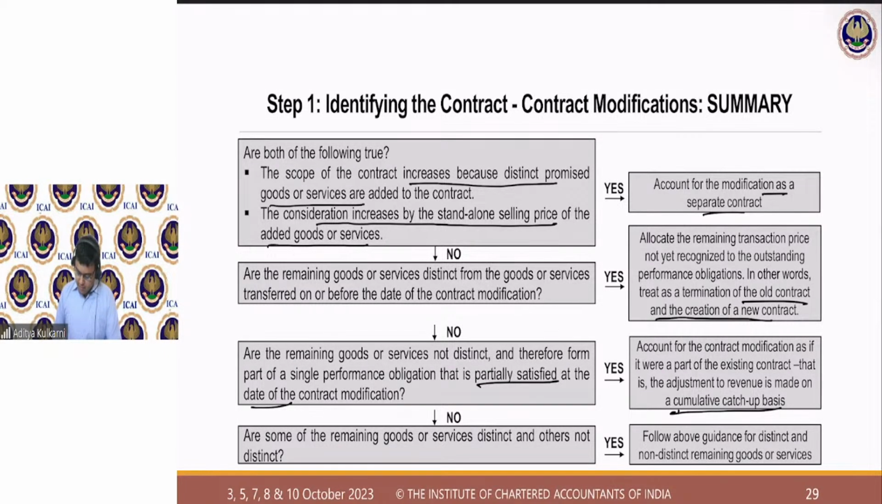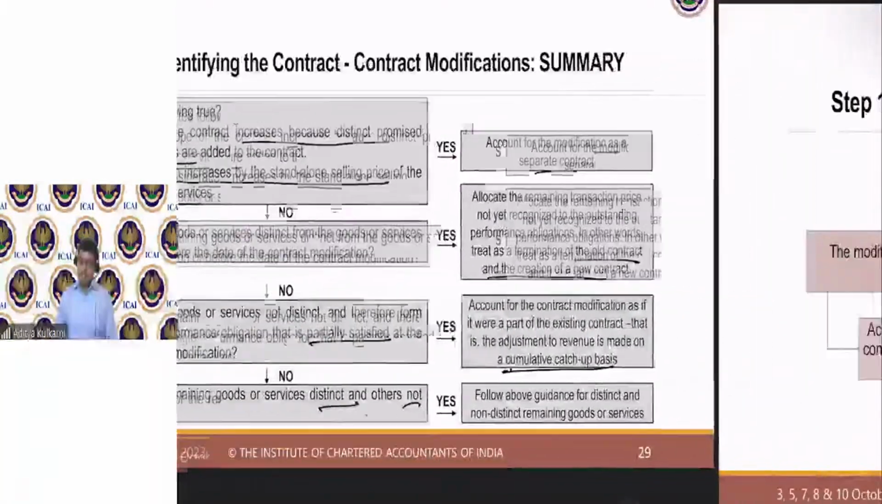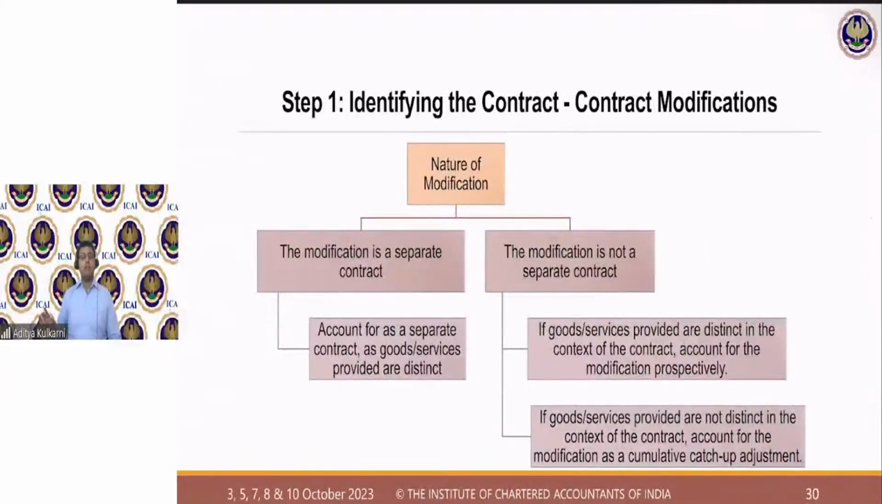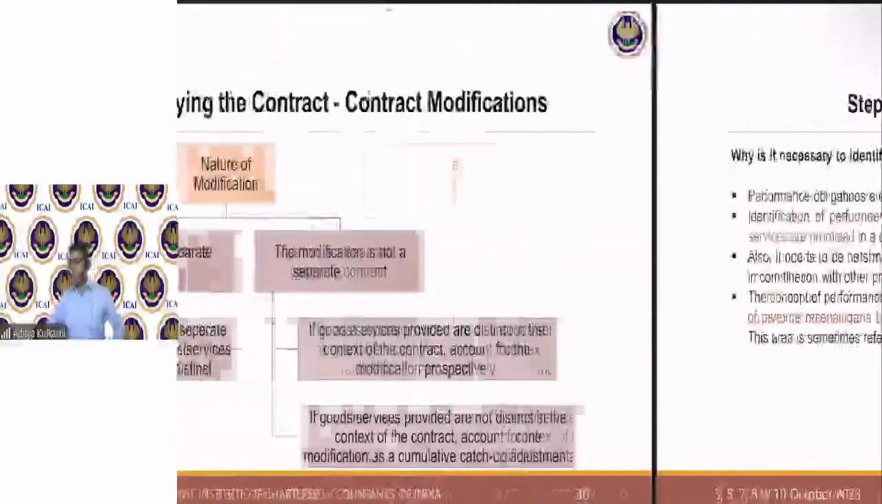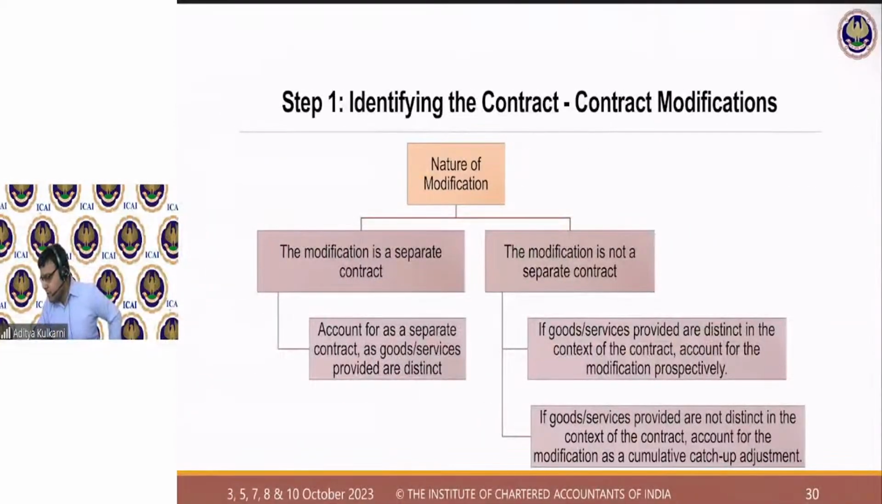Are some of the remaining goods distinct, others not distinct? Then you will have to find a way to split between the distinct and non-distinct elements. Okay, so that takes care of the summary. And then the nature of modification, I have just put it as a flow chart. So that concludes step number 1. Let me see any question.